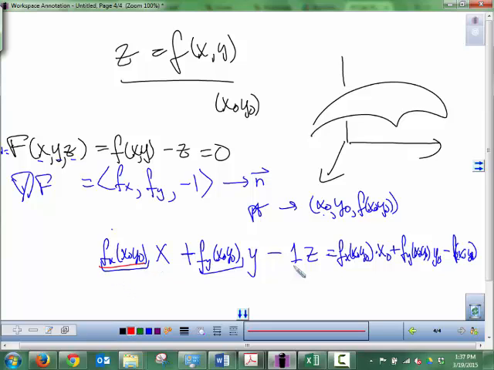I guess AJ was referring to the actual formula that Renee and Alex presented the other day. If we bring this term over to the other side, we have our fx evaluated at x naught, y naught times x minus x naught. That's the x naught that was brought over from the other side. And then we'll take these two terms with fy, bring that over.